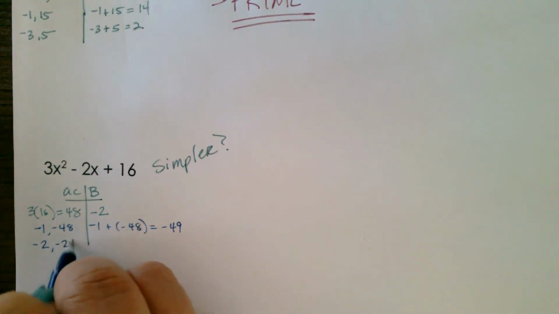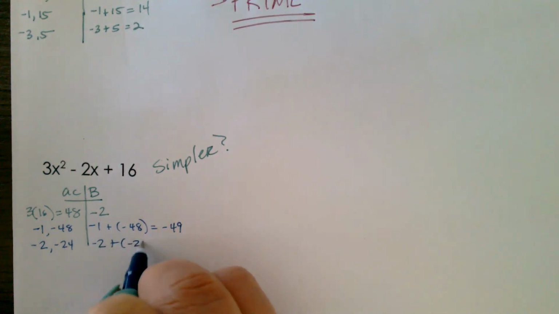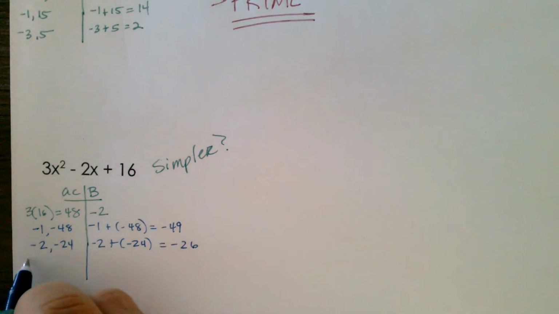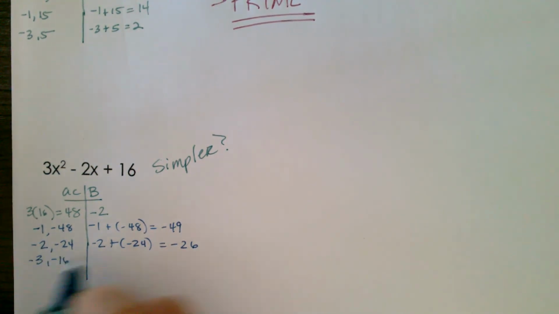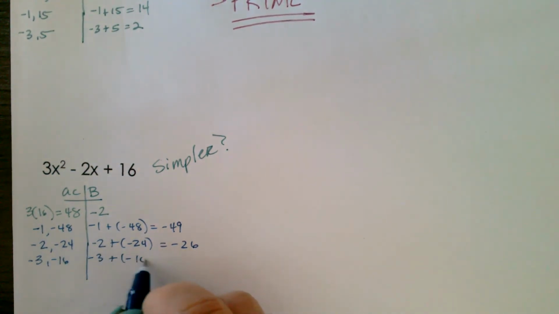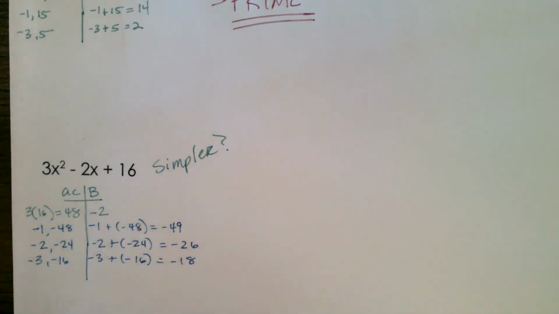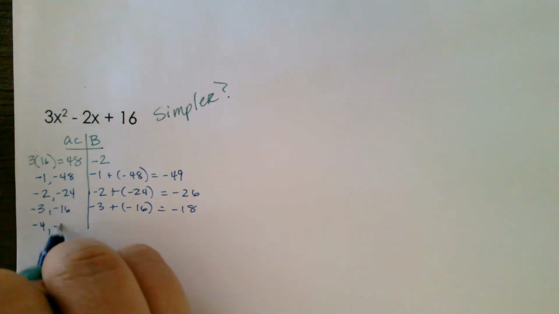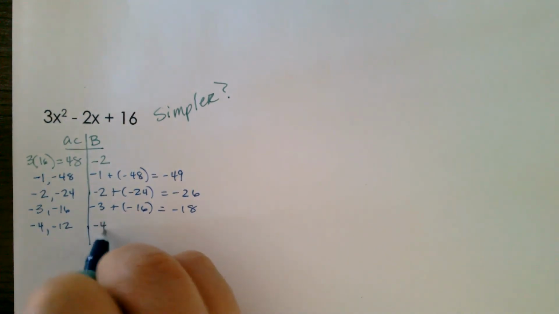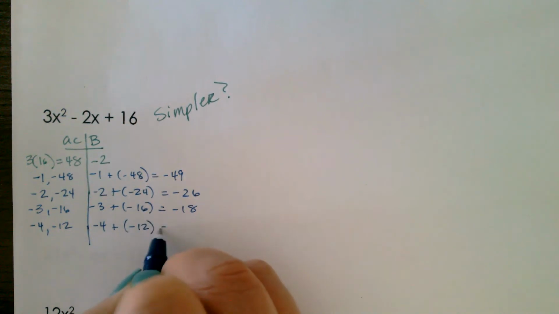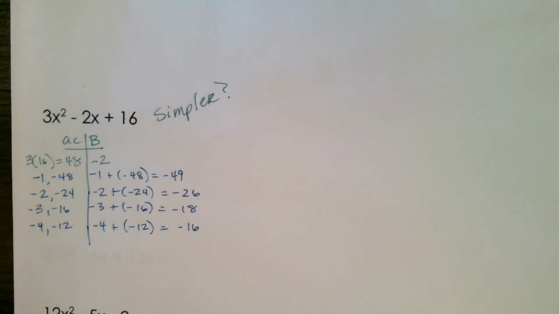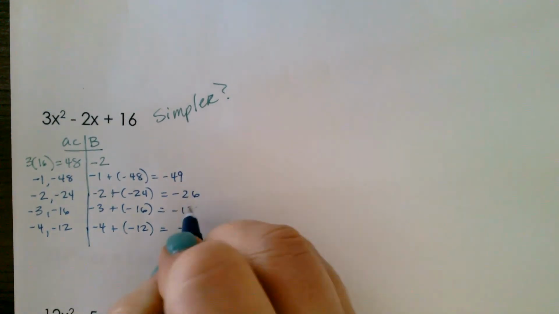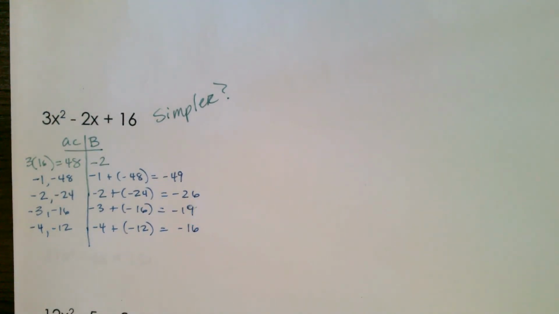2 and -24. When I add those together, I get -26. -3, -16. When I add those together, I get -19. I have 4 and -12. When I add those together, I get -16. Sorry, adding skills aren't on point.